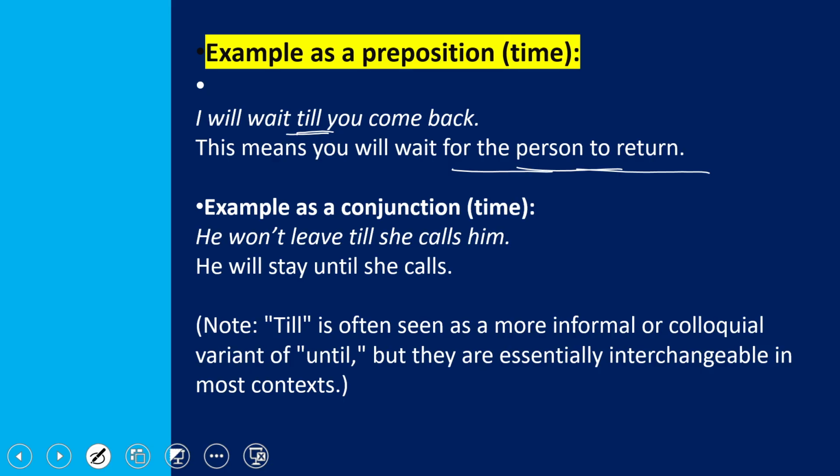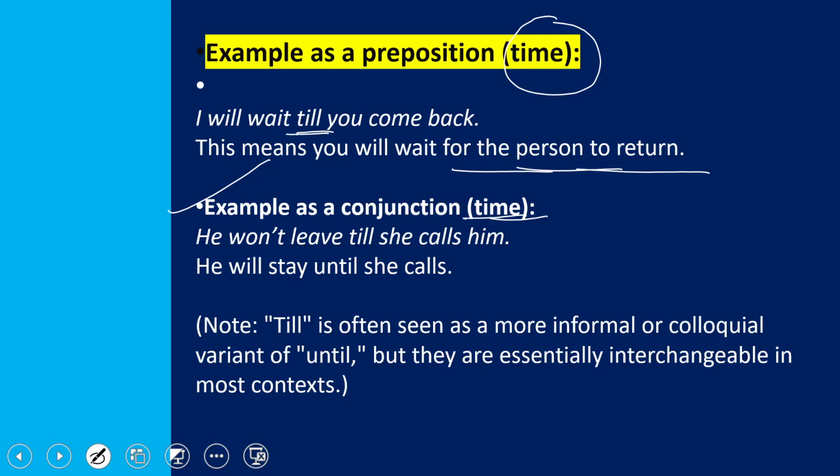Example as a conjunction. Till has basically two parts of speech. You have to keep this point in your mind. First, you can use it as a preposition; there it refers to time. And secondly, you can also use it as a conjunction; there it also refers to time, because till refers basically to a time range, right? He won't leave till she calls him, like he will stay until she calls. These are the examples of till as a conjunction.